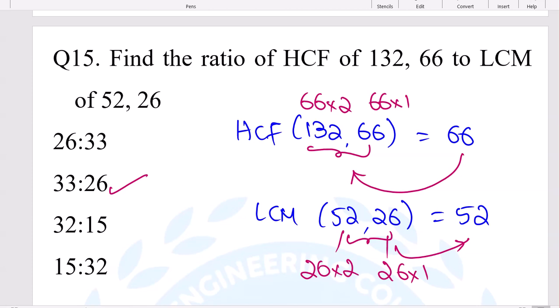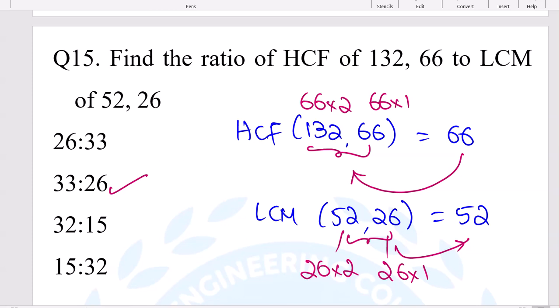2 into 3 into 11 will be there in both. 2 into 3 into 11 will be in 132. 2 into 3 into 11 will be there in 66 also. That will come. Whereas for LCM, I said, write all prime numbers and highest power of each. So the highest one will come. You just follow that basic thing, okay.